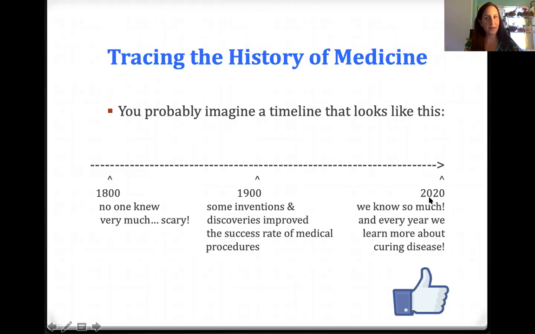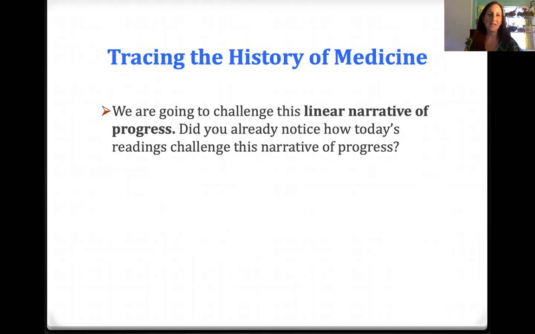This might have even been more accurate if I said 2019, because I think we now see the process of creating medical knowledge is a little bit more complex because we're in the middle of a pandemic, but that's another story. We're going to challenge this linear narrative of progress. Did you already notice how today's readings challenge this narrative?